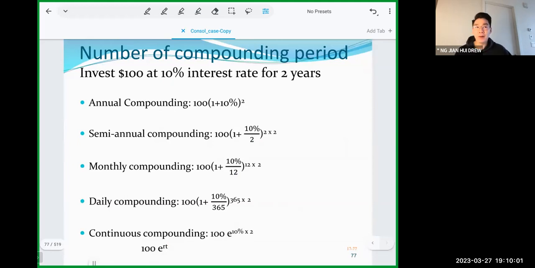So that's just for compound and simple interest. But we'll first want to tackle this idea of number of compounding periods. So this is very important. What's the number of compounding periods here?